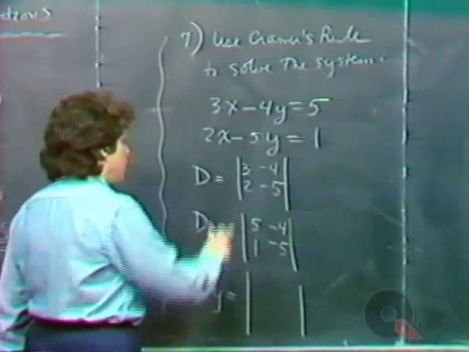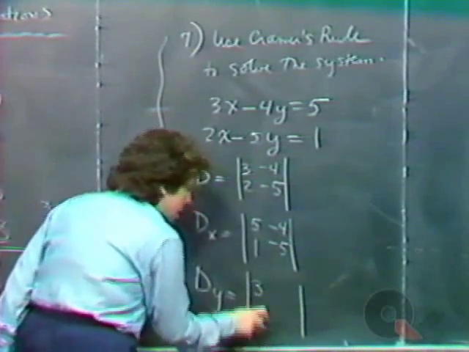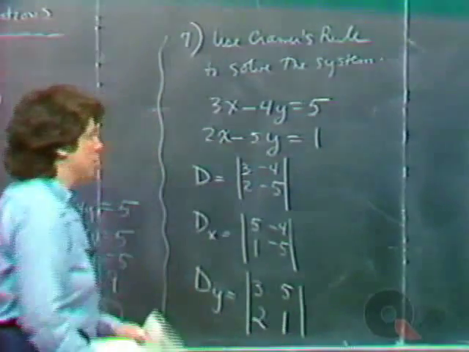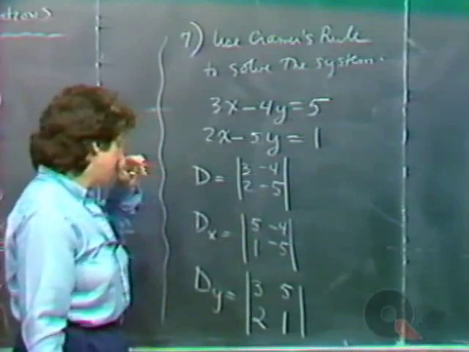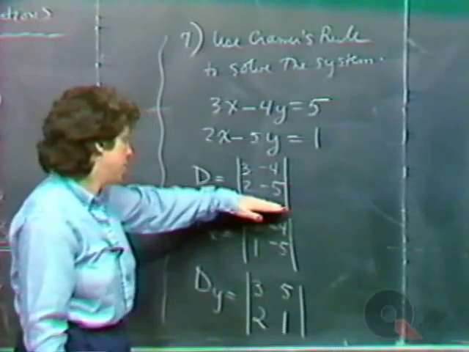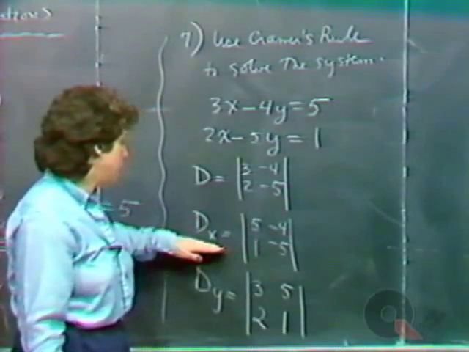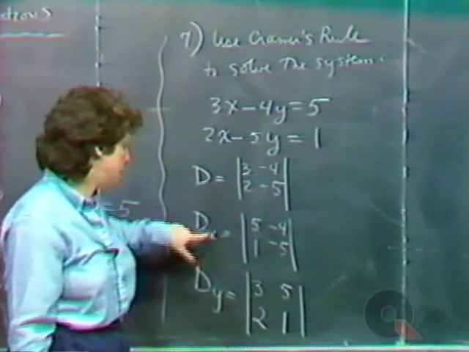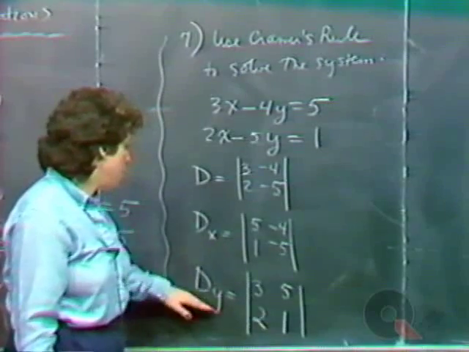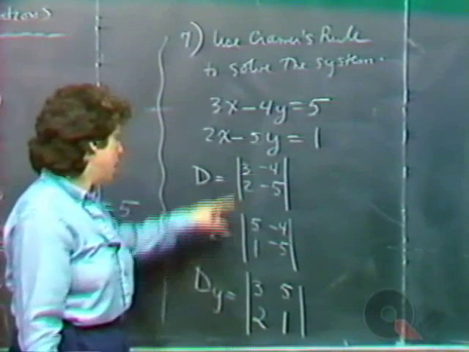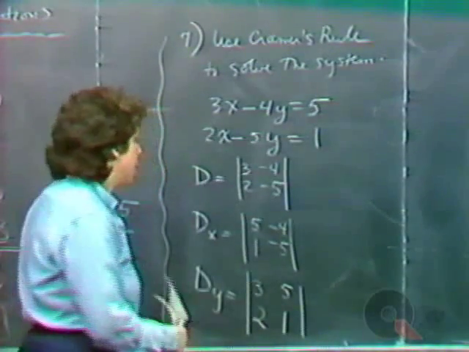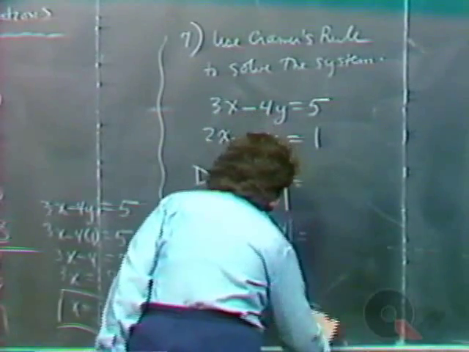And for dy, we use the same x column as d, but the y column is replaced by the right-hand side. So let's go over that. Using only the coefficients of the variables x and y, we get d, the determinant here. For dx, we start with this. However, we replace the x column, the first column, by the right-hand side, 5, 1. For dy from d, we use the same x column, but we replace the y column by the right-hand side. Now we have 3 determinants to evaluate.